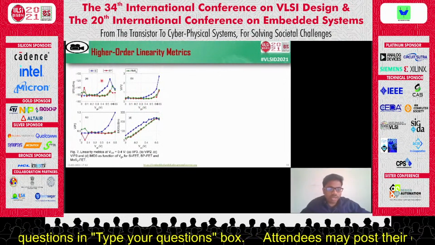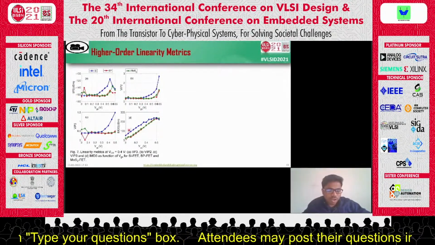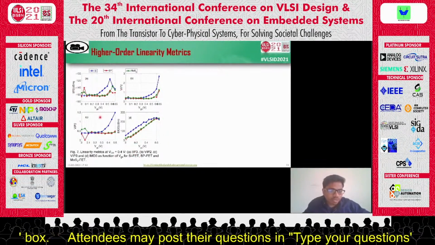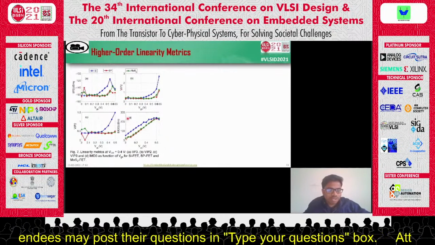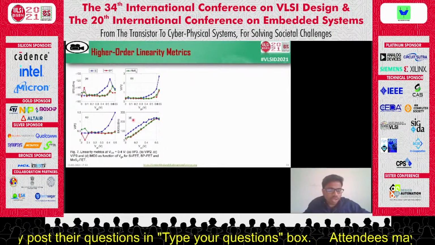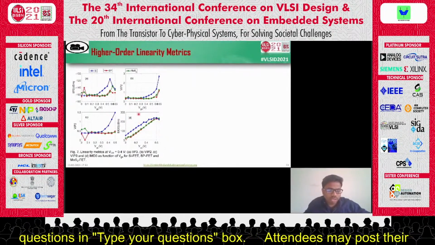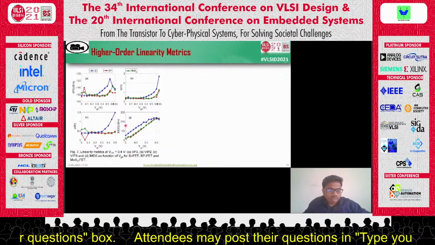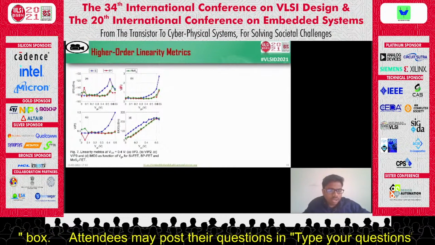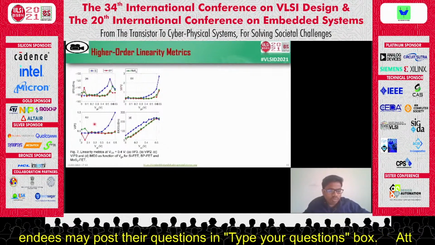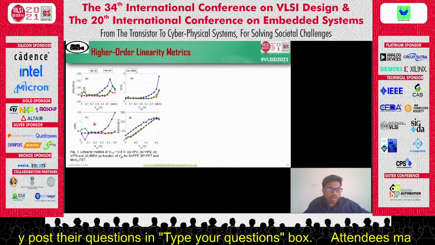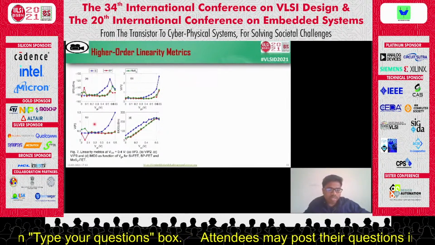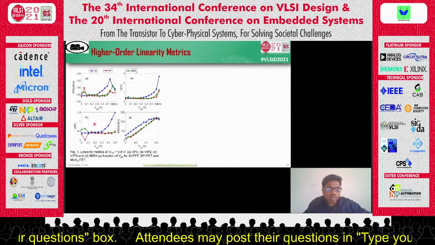Figure 7 shows the linearity metrics at VDS 0.4 volt. It shows the variation of IIP3, VIP2, VIP3 and IMD3 as a function of the gate voltage. These are all valuable metrics for determining the distortion characteristics of a device. Further, a high value of IIP3, VIP2 and VIP3 and a lower value of IMD3 represent improved linearity performance and lower distortion operation.